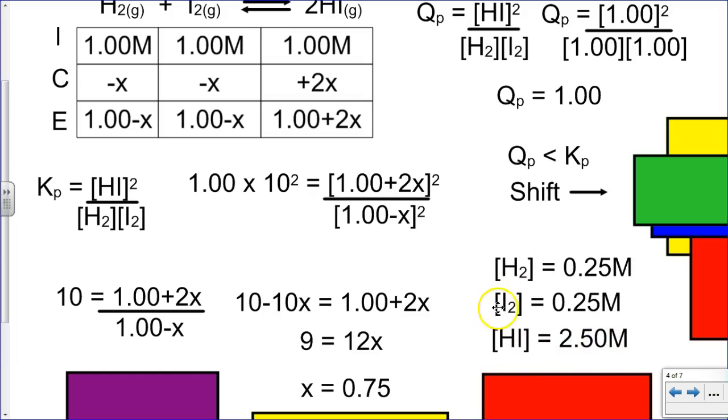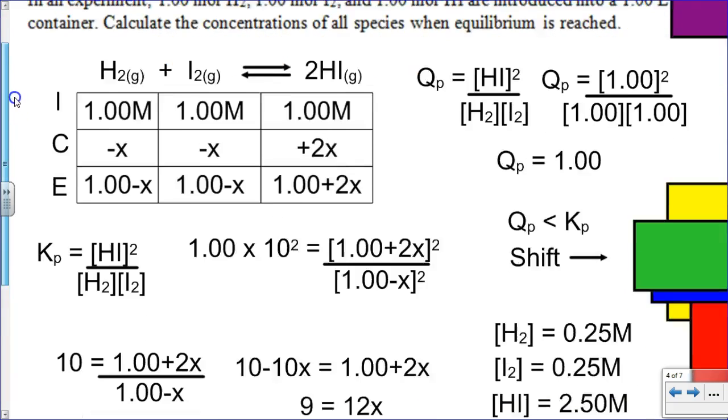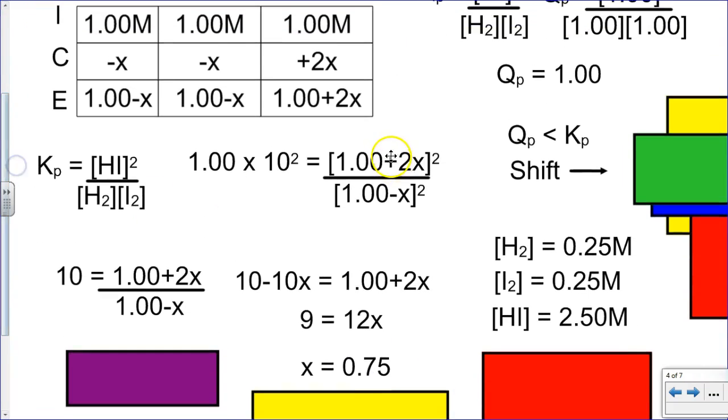Okay, so a little longer problem. It involved an ice table, kind of a little bit more going on with this one. This would represent a problem that I would consider difficult as far as the chapter 13 stuff goes.